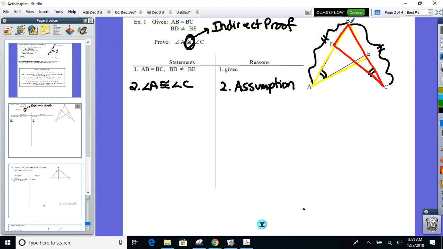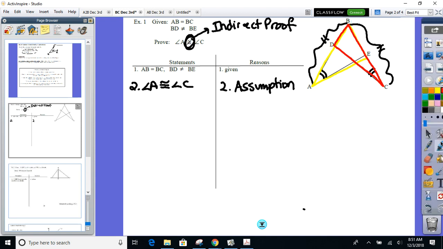What do you already know? I got a pair of angles from the assumption and a pair of full sides. So I just need one more from you guys. Al, what do you got back there?